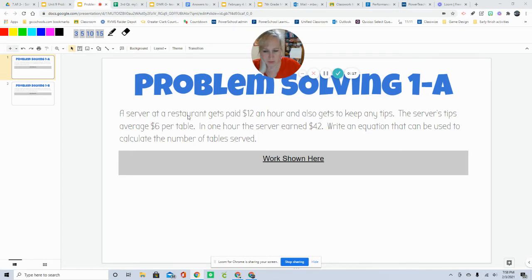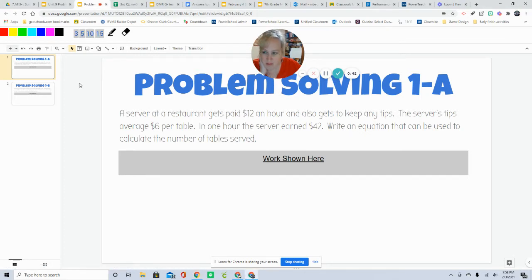A server at a restaurant gets paid $12 an hour and also gets to keep any tips. The server's tips average $6 per table. In 1 hour, the server earned $42. Write an equation that can be used to calculate the number of tables served. So the first thing that we want to do is highlight some key information.